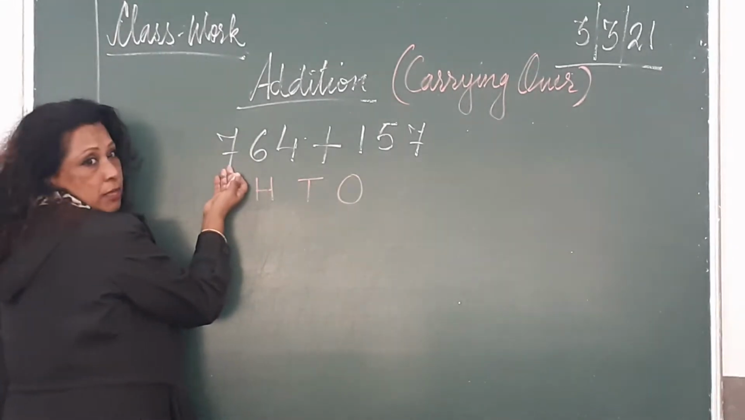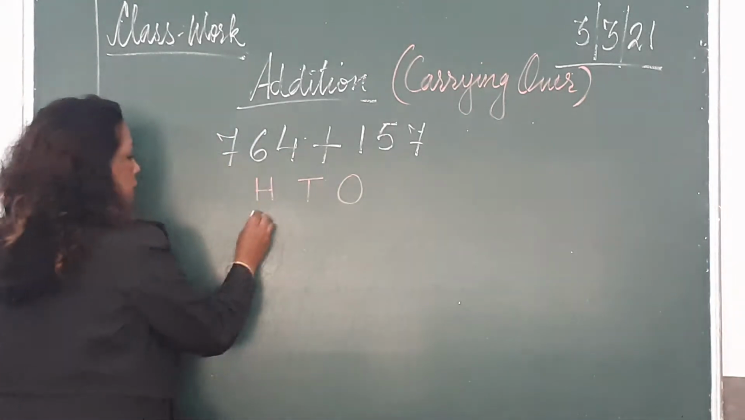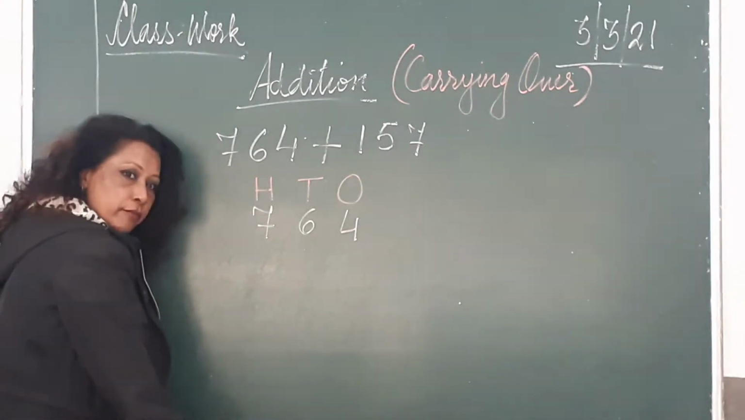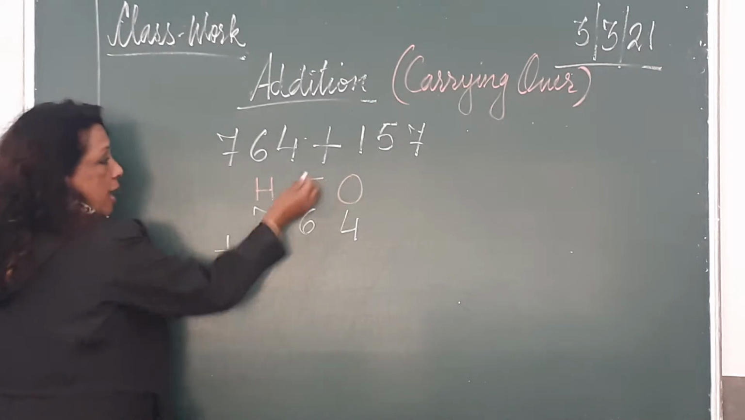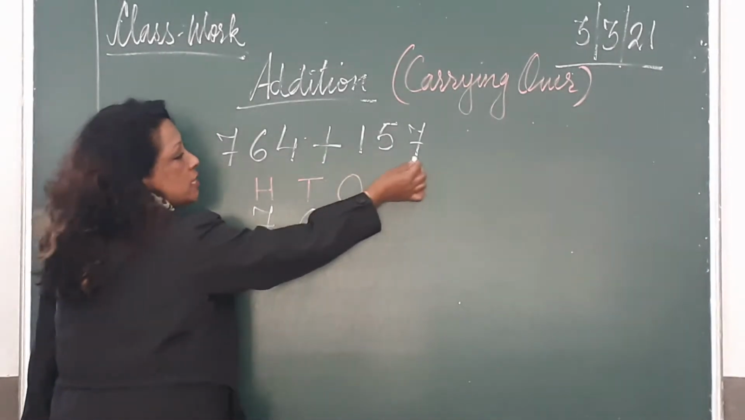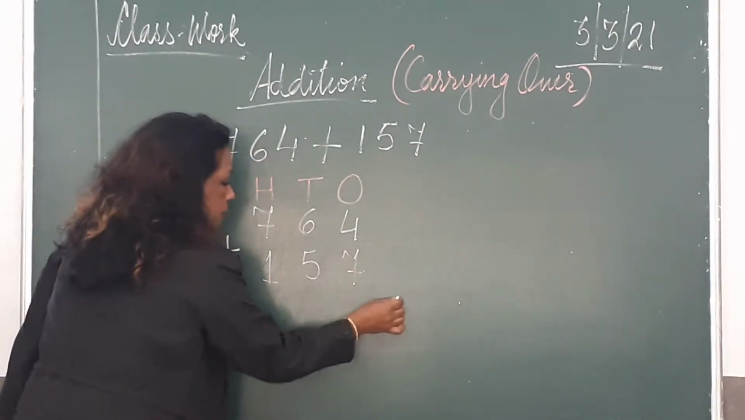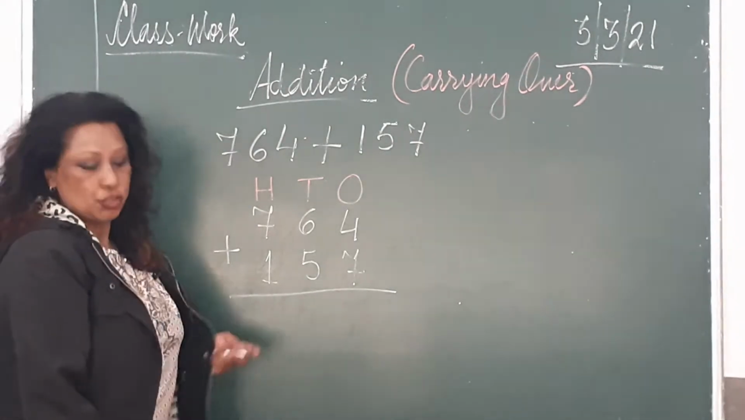So what is the first number? It's 764. So you're going to write 764. Then after that you add this with the other number. The other number is 157. So 157 you add it. Now we start your addition.